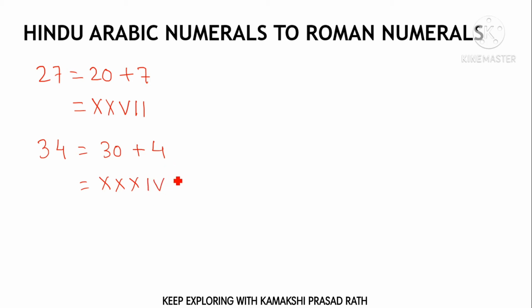So remember, only 4, 9, 40, 90. These are the groups you have to remember properly. Next, suppose we write 79. So 70 plus 9. How to write 70? 70 means 50, then 10, then 10, so 50 plus 10 plus 10 is 70, plus 9. 9 is again a small-big group. For 9 we write IX. So this is 79.